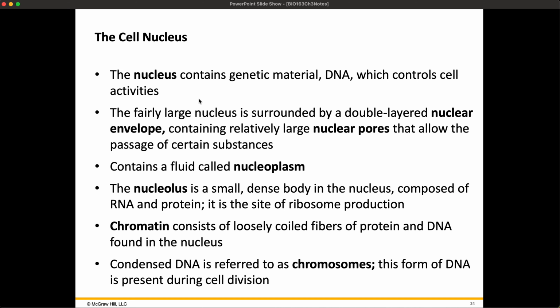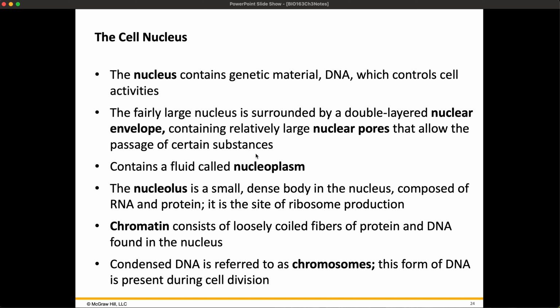All right, so the nucleus. The nucleus contains your genetic material, your DNA, deoxyribonucleic acid. This is what's going to have the coding for cell processes, proteins, that kind of stuff. You usually have a large nucleus surrounded by its own envelope, so it's enclosed within itself, and nuclear pores that allow passage of certain substances, whether that's enzymes going in, ribosomes going out, proteins going out, things like that.